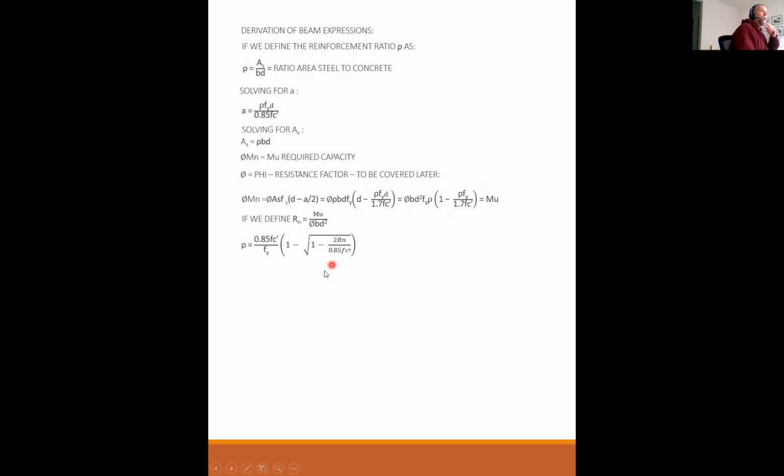Now, I know what you're thinking. Where is he going with this? We're going to get to something useful. If I define this new factor, R sub n, is equal to Mu over phi BD squared, if I make that my definition, then I can substitute this back into this and solve for rho, and rho equals this expression. Rho is equal to 0.85 f prime c over fy, times (1 minus the square root of 1 minus 2Rn over 0.85 f prime c). Okay, so this is my final answer. This is your tool to put into your toolbox that will help you solve or design beams when you don't know how much steel you need.